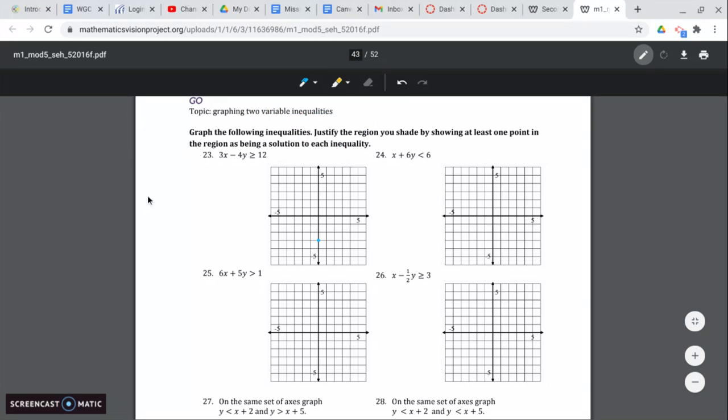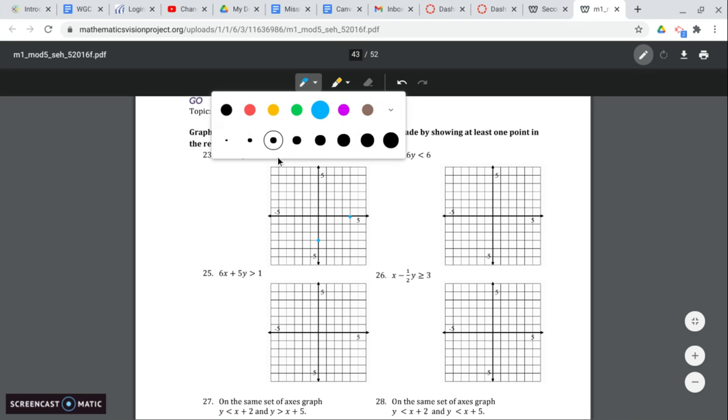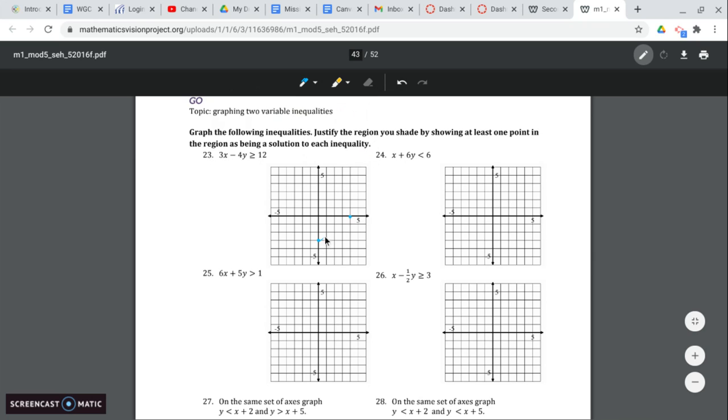Now, we do the same thing, but we plug in a 0 for y. So now we have 3x is greater than or equal to 12. Divide 12 by 3, we get 4. So our x-intercept is right over here. Now, because we have the equal to symbol, this is going to be a solid line between these points. Kind of, sort of. Obviously, you guys will do better drawing the line than I will.